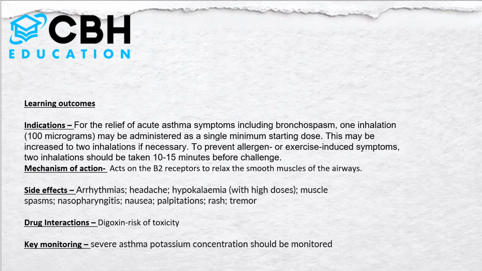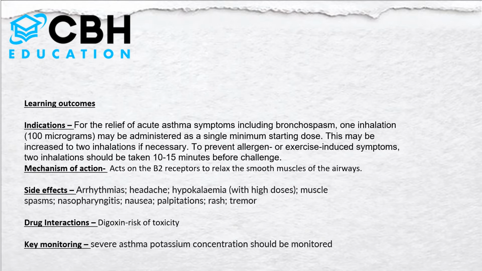So the indications are for the relief of acute asthma symptoms, including bronchospasm, and obviously to prevent allergen or exercise-induced symptoms. Now, the mechanism of action is that it acts on the beta-2 receptors to relax the smooth muscles of the airways. Side effects can include arrhythmias, headache. Key side effects: hypokalemia with high doses, muscle spasms, nasopharyngitis, nausea, palpitations, rash, and tremor.